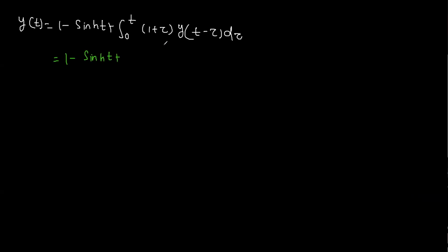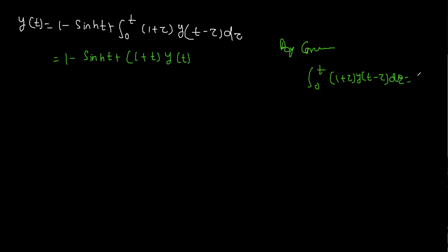Again, this is the convolution theorem. If the convolution theorem is there, you can write (1 plus t) convolved with y(t). By convolution, integral from 0 to t of (1 plus tau) y(t minus tau) d tau is (1 plus t) convolved with y(t), right? Take Laplace on both sides.